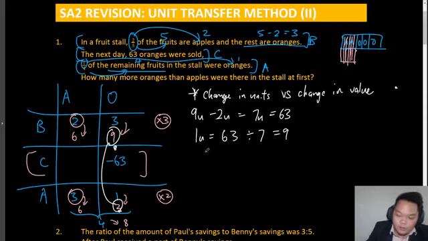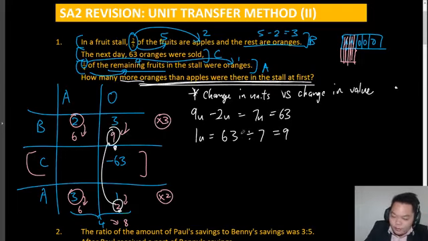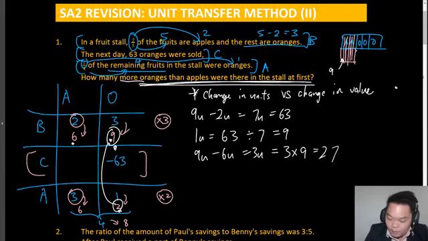Once you have that, you want to find out how many more oranges than apples were there in the stall at first. So over here, what does this 9 represent? This 9 represents the value of one of the blocks that has been cut up into the same unit. So we will need to compare between 9 units and 6 units here. That difference will give us 3 units, which is 3 times 9. That will give us 27. Then this will be your answer.